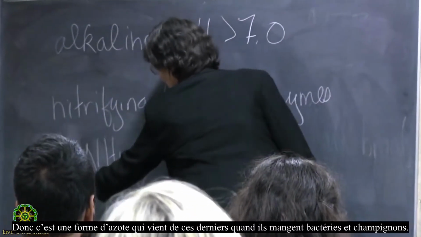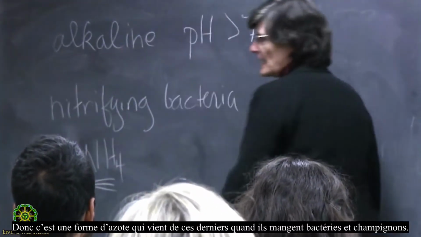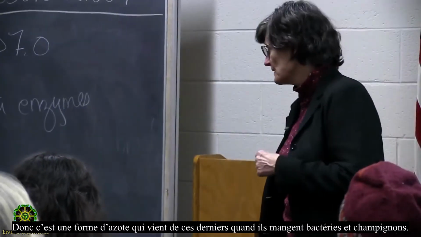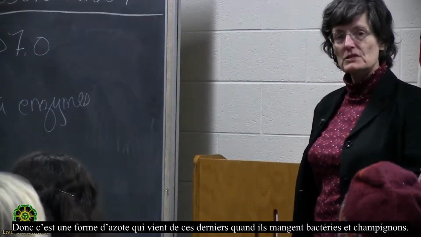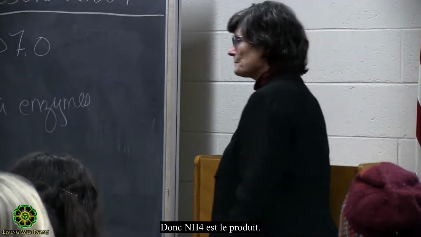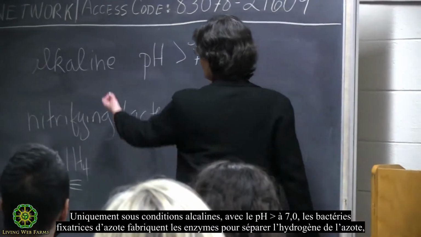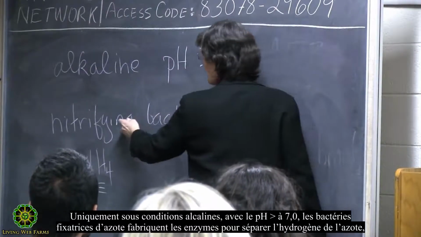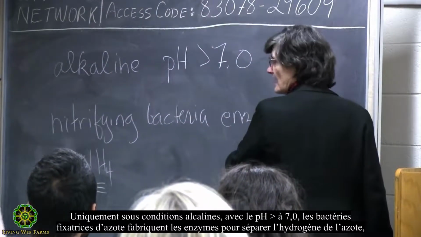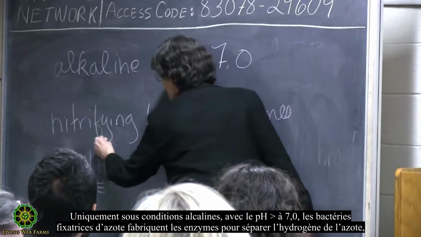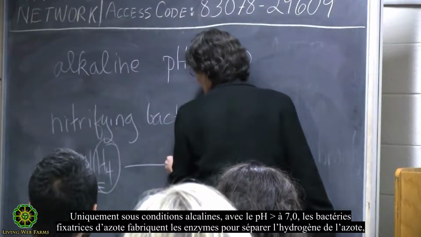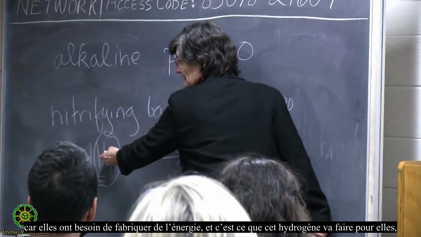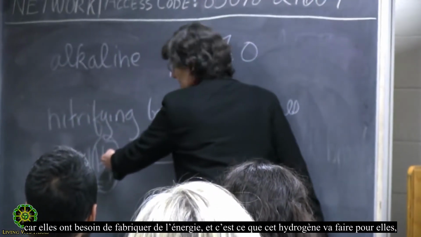So that's the form of nitrogen that comes out of the protozoa, the nematodes, microarthropods, the earthworms, so forth, when they eat bacteria and fungi. So NH4 is the product. Only when we're in alkaline conditions, so our pH is greater than 7, will the nitrifying bacteria make the enzymes to rip the hydrogens off that nitrogen. Because the nitrifying bacteria need to make energy. That's what the hydrogens are going to do for them.